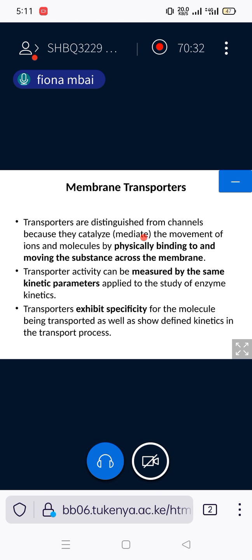And by catalyze, we mean mediate the movement of ions and molecules.